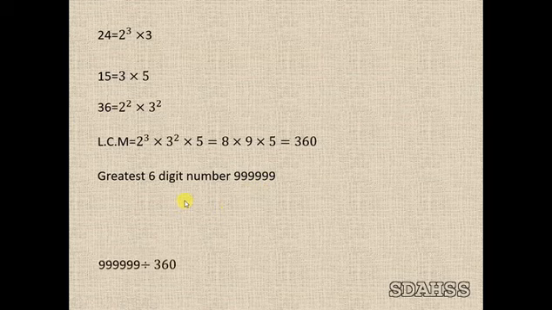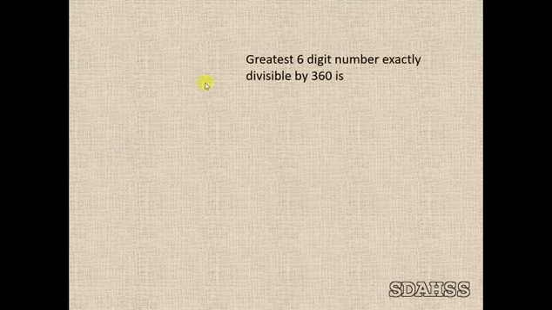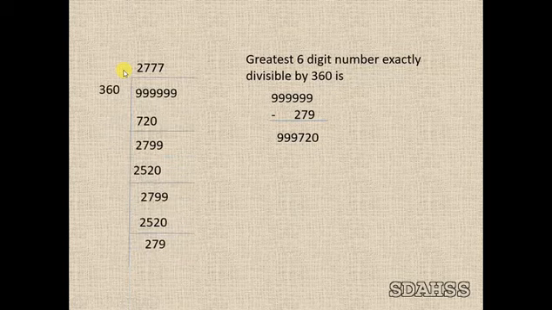9,99,999 can be divided by 360. Divide by 360. Then divide by 360. So if you divide, the quotient is 2777 and the remainder is 279. But actually we want the largest 6-digit number that is exactly divisible by 360.